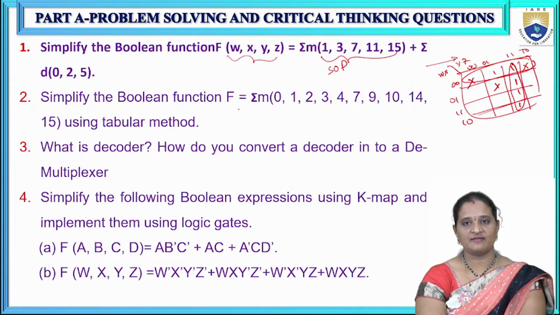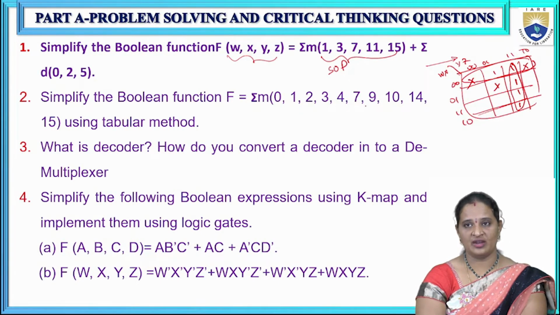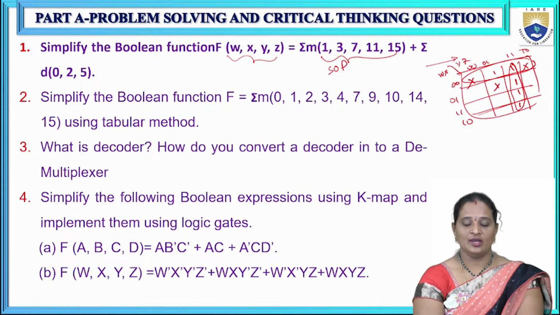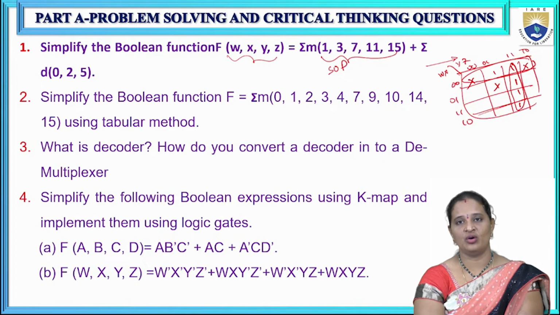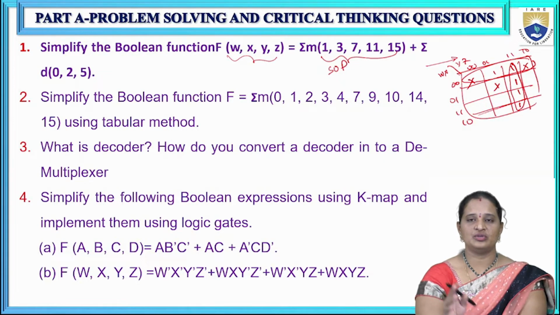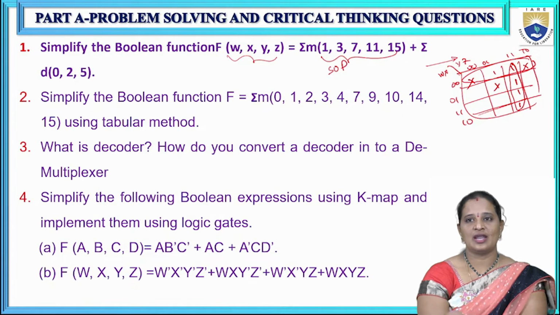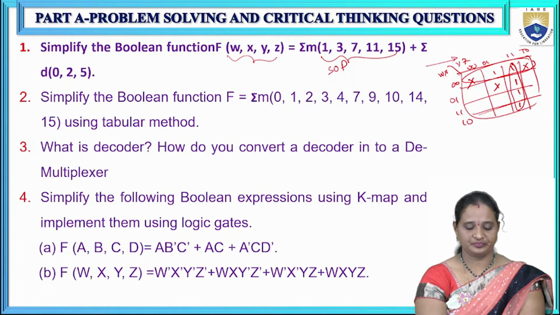Next, simplify the Boolean function f = summation m of (0, 1, 2, 3, 4, 7, 9, 10, 14, 15) using the tabular method. I have a video on the tabular method, so you just go through that video. In that I have given you the procedure for simplifying the Boolean function using the tabular method. In the same fashion you can solve this question.